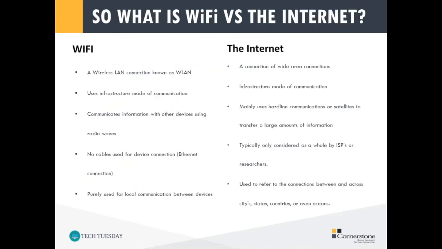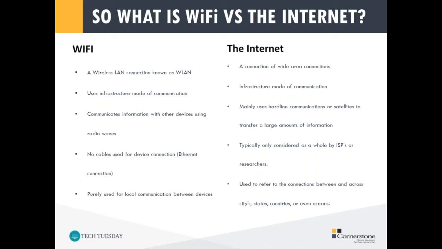So what's the difference then between Wi-Fi and the internet? The difference is scale. Wi-Fi is a wireless LAN connection, or WLAN, meaning it's just a local connection. It uses an infrastructure mode of communication. You use this network to communicate information between devices using radio waves for your wireless signal, or through wires using Ethernet ports. That's your Cat5 or Cat6 cable.